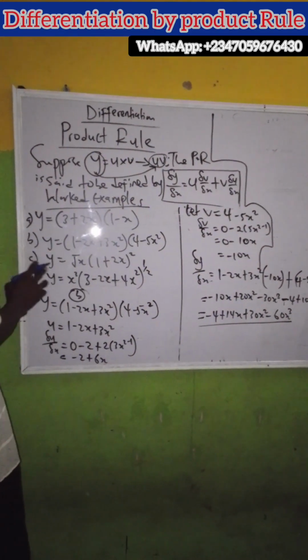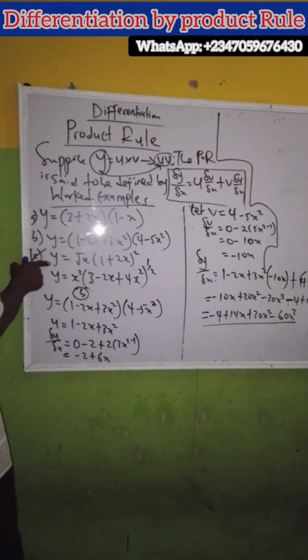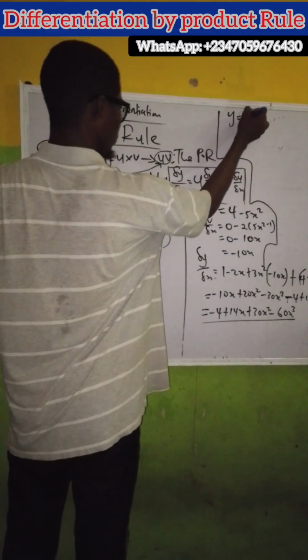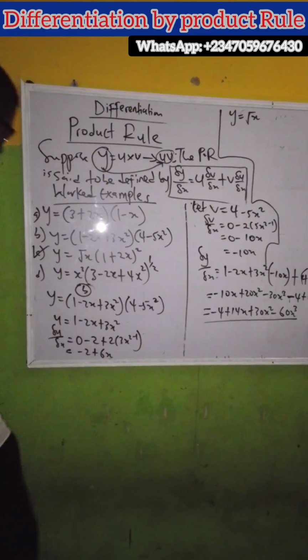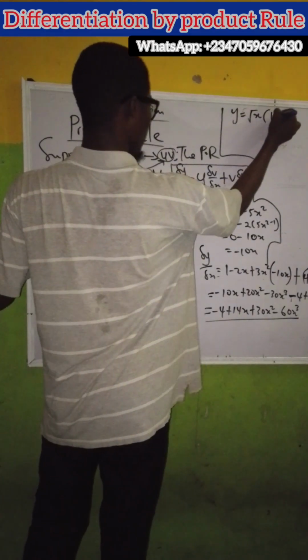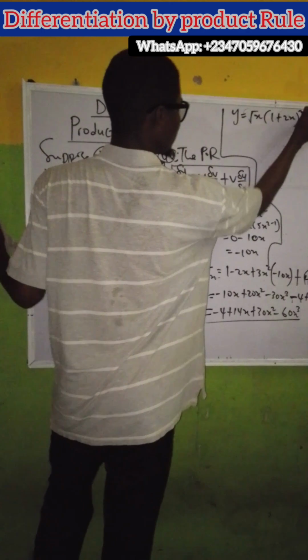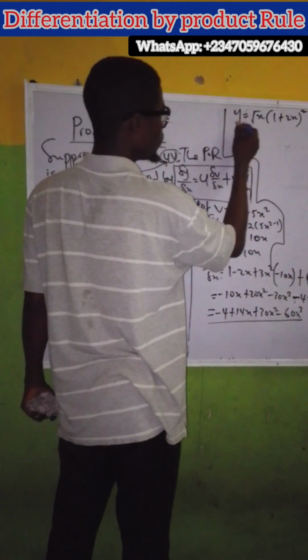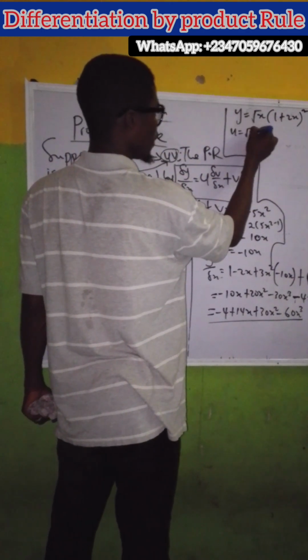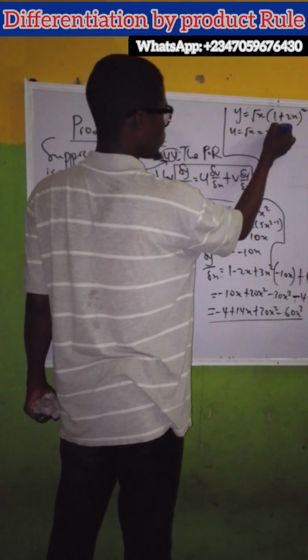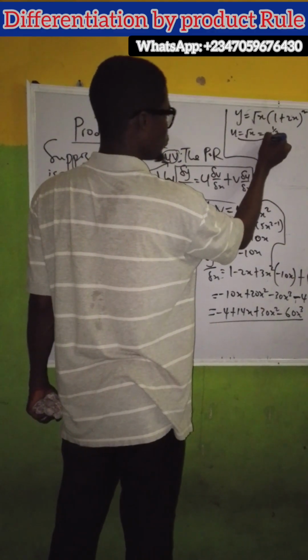So we have, I want to solve this now. y equals square root of x, into (1 plus 2x) squared. So our u is this one, u equals square root of x, which also means x to the power half. This is our u, right?